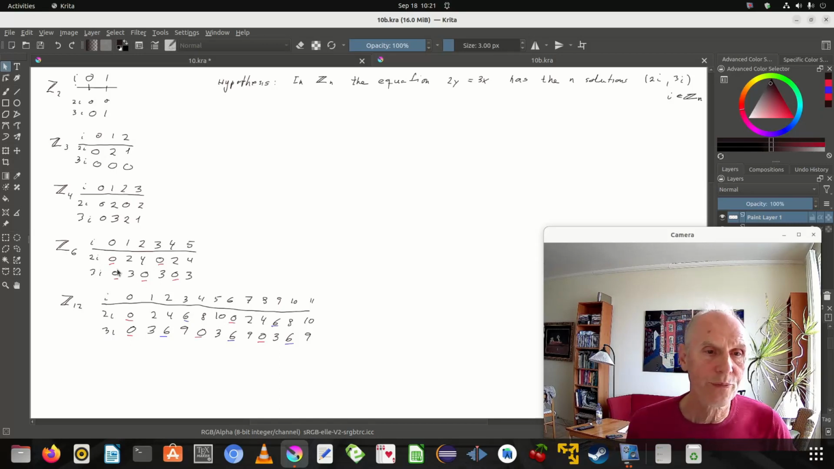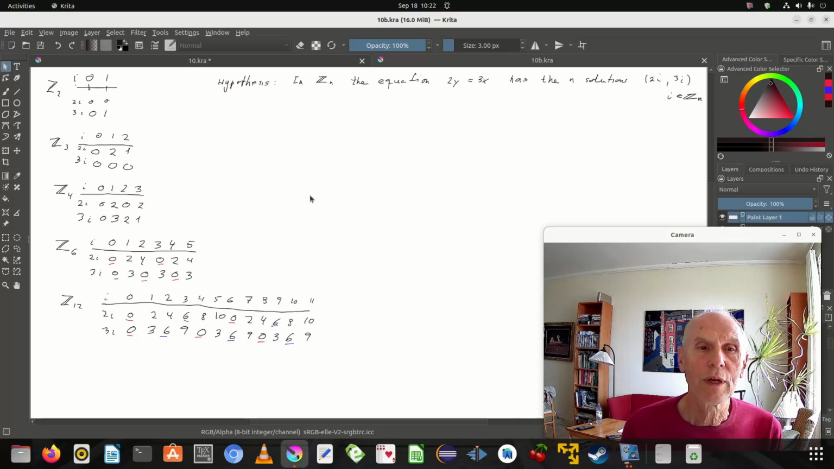So we have x may be 0 or 3, y may be 0, 2, or 4, and all the 6 combinations work. So we have 6 solutions here, and the same guy here. We have 6 solutions with 0 and 6 solutions with 6.